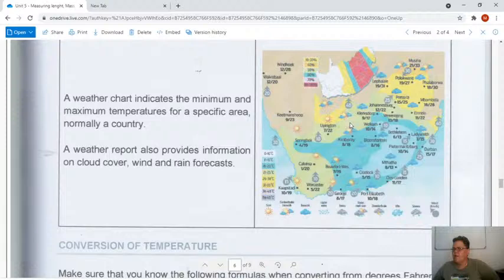Okay, now remember I spoke about the weather chart? This is it. We've all watched news and we've all seen this, and we are confused as to what all of this means. Now, a weather chart indicates the minimum and the maximum temperatures for a specific area, normally a country. A weather report also provides information on cloud cover, wind, and rain forecast.